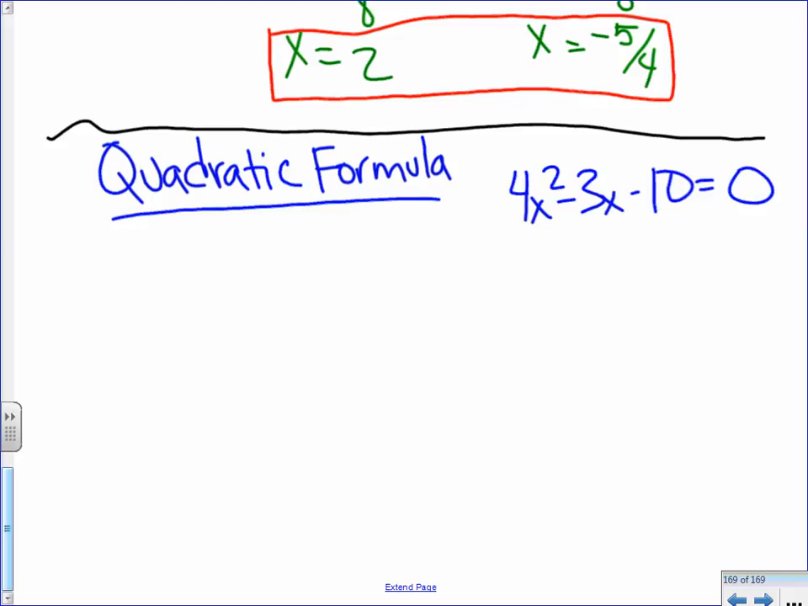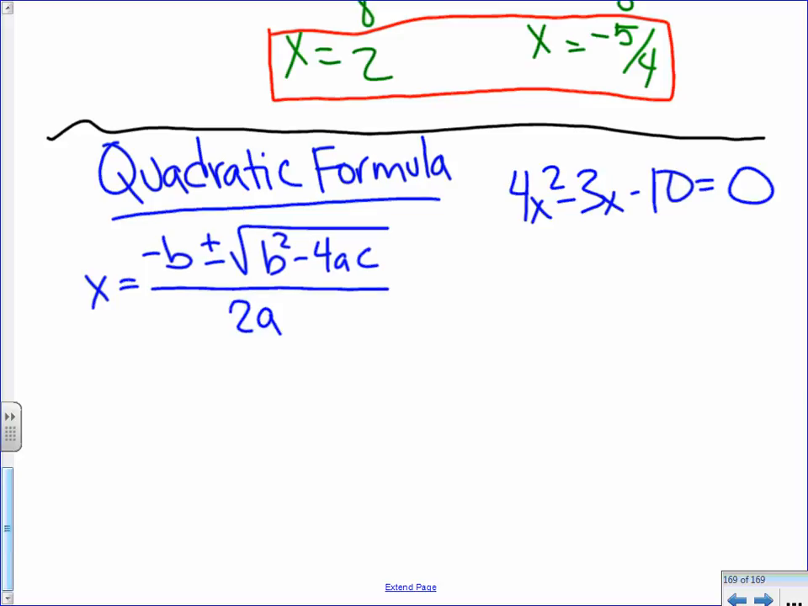Okay, the quadratic formula is x equals negative b plus or minus square root b squared minus 4ac, all divided by 2a. So I'm going to use my equation over here to figure out what a, b, and c are going to be. A is always the coefficient of x squared, so we got 4. B is always the coefficient of x, so we have negative 3. C is always the constant term by itself, negative 10.